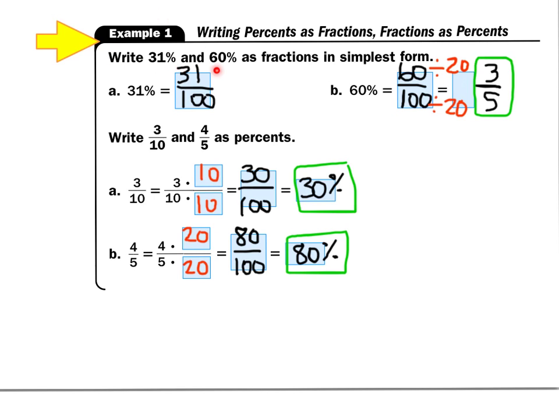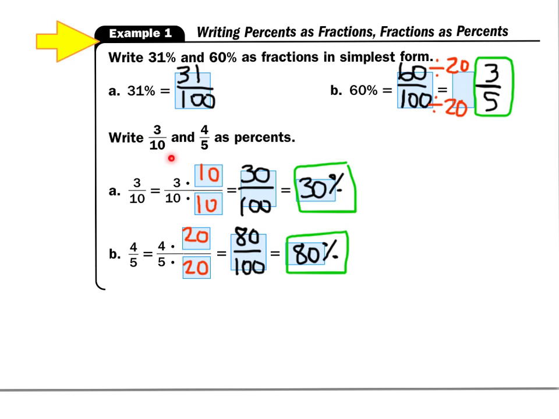Write 31% and 60% as fractions in simplest form. So if you can simplify, you must simplify. So look at A, 31% just means 31 out of 100, and we can't reduce or simplify, so that's our final answer. And then for B, 60% would be 60 out of 100. We could divide both the top and the bottom by 20 to give us 3 out of 5.